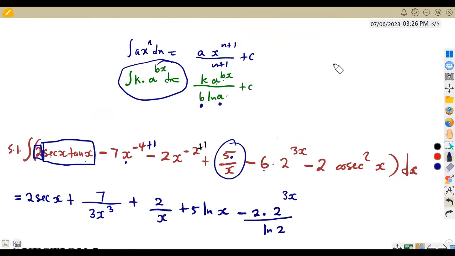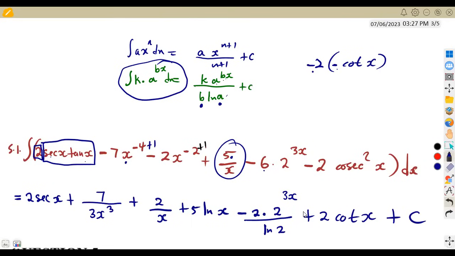So here our answer was supposed to be minus cot x, but take note, there is a minus 2 that we are having here. So we are going to multiply this by minus 2. Minus times minus is going to be a plus. So it is going to be plus 2 cot x plus the constant of integration. After you have integrated each and every term, you write the constant of integration. So this is how you play around with integration.